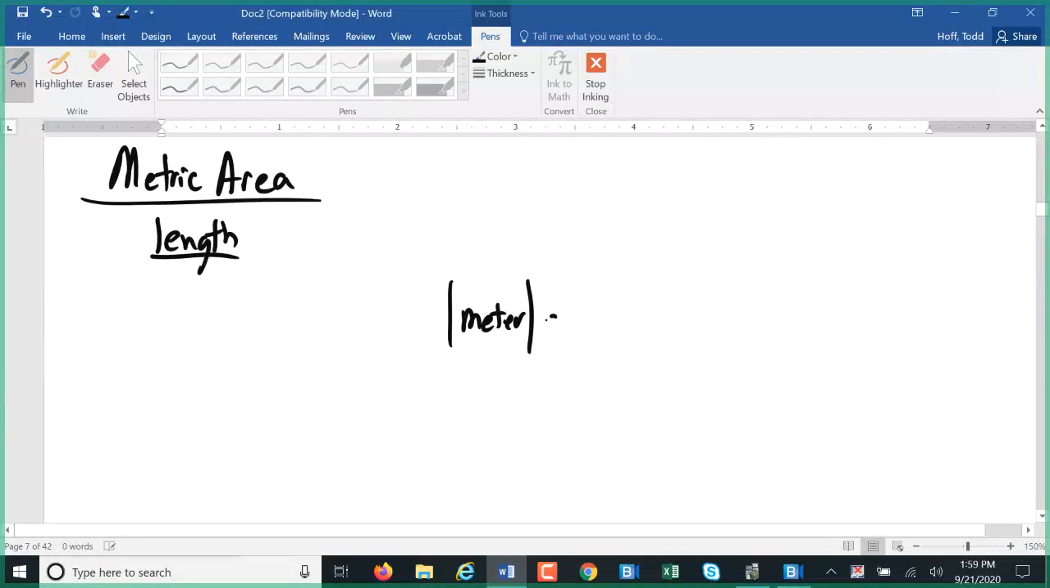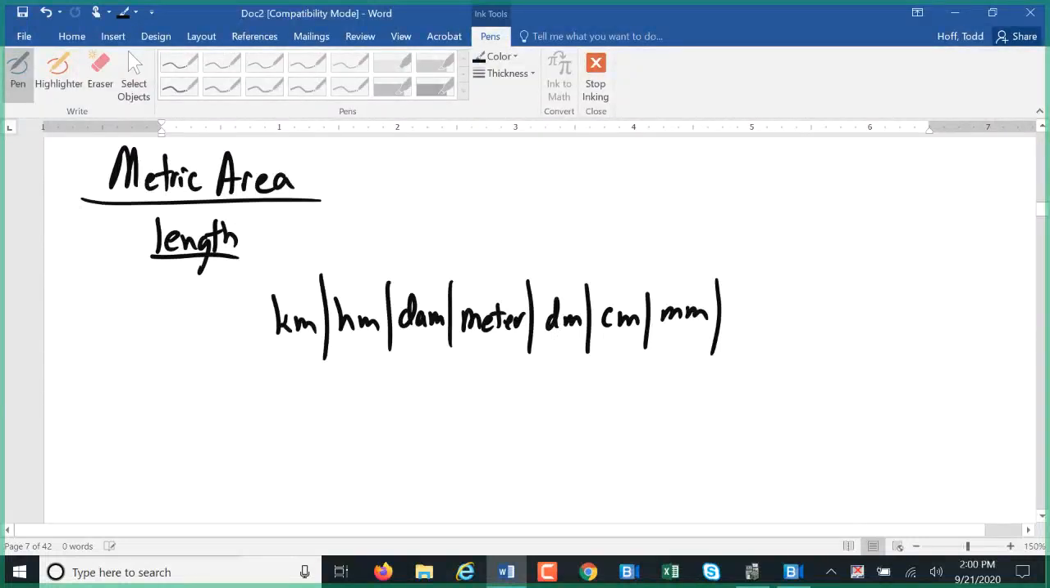If I wanted to measure something smaller, there's a decimeter, which is a tenth of a meter, a centimeter was a hundredth of a meter, and a millimeter was a thousandth of a meter. Going larger, a decameter was 10 meters, a hectometer was 100 meters, and a kilometer was 1,000 meters.